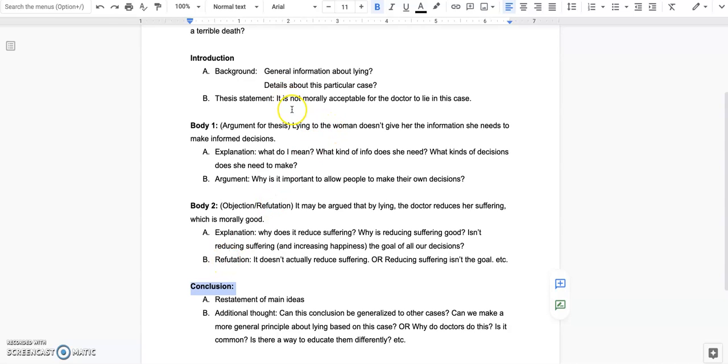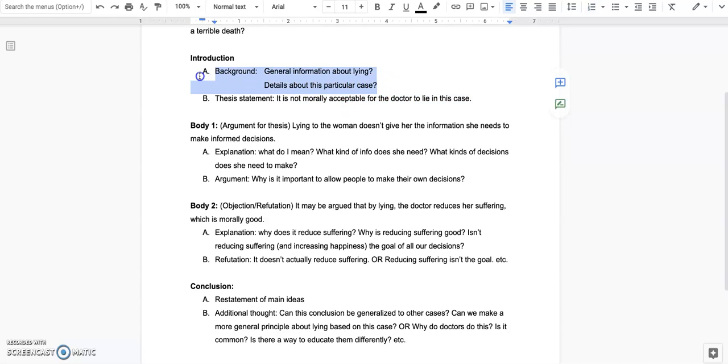What would your thesis statement look like? Your thesis statement is obviously going to be either it is morally acceptable or it is not morally acceptable. You could write a slightly different thesis statement, but in my case, I'll say it is not morally acceptable for the doctor to lie in this case.